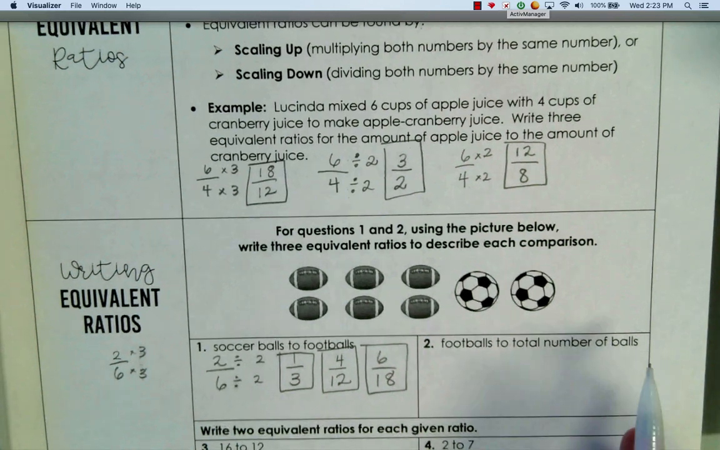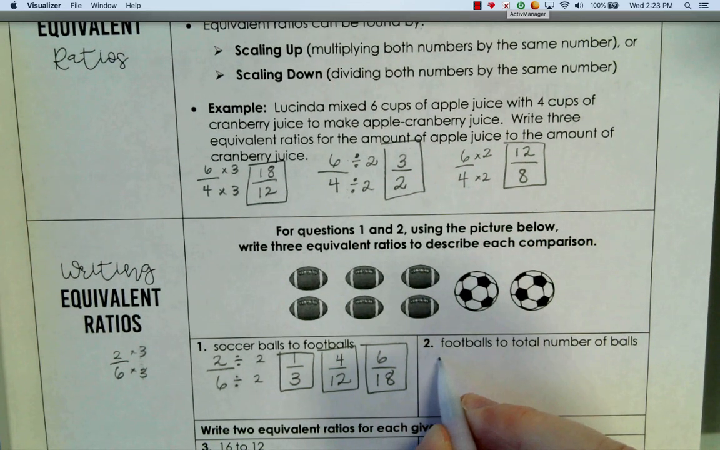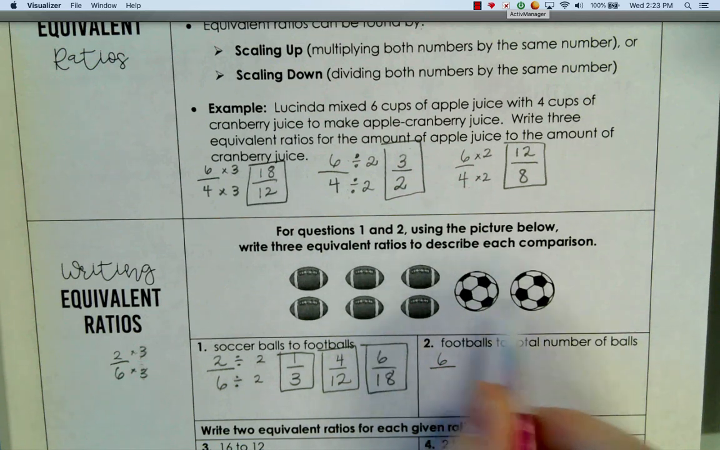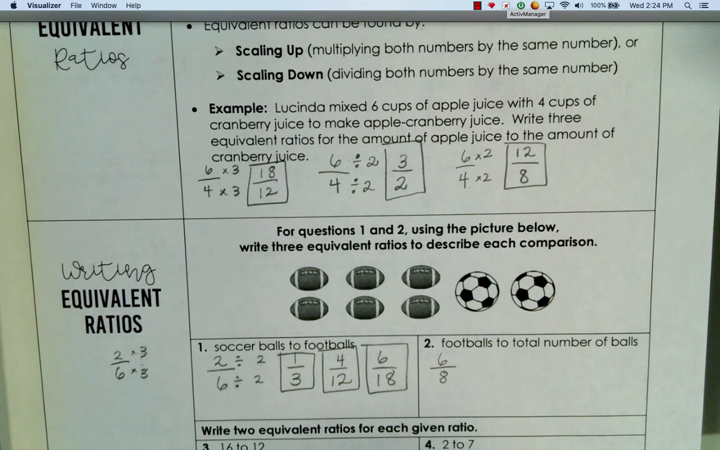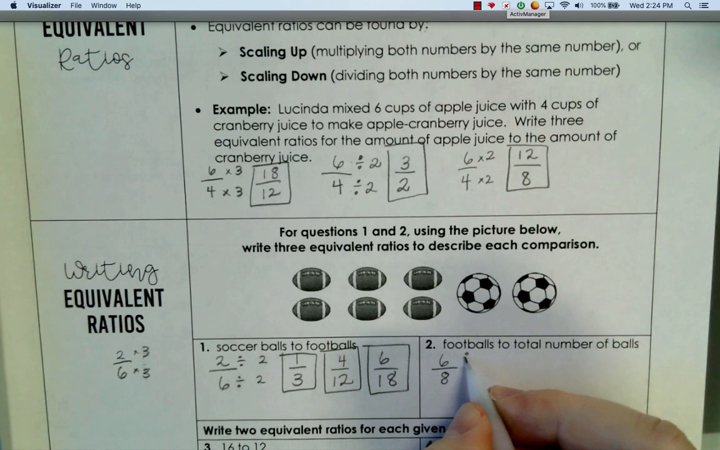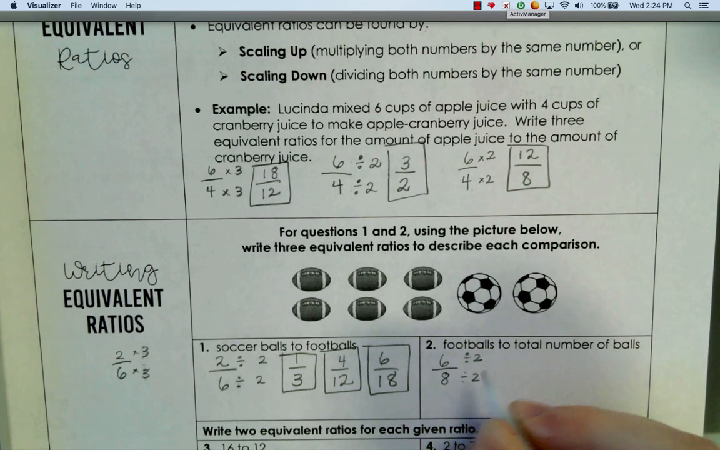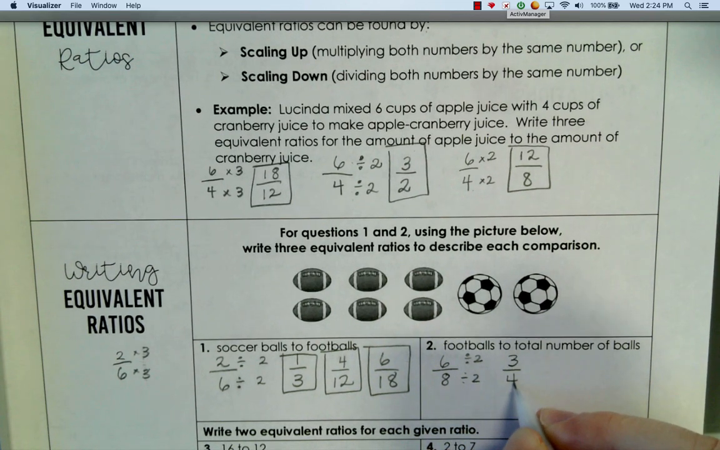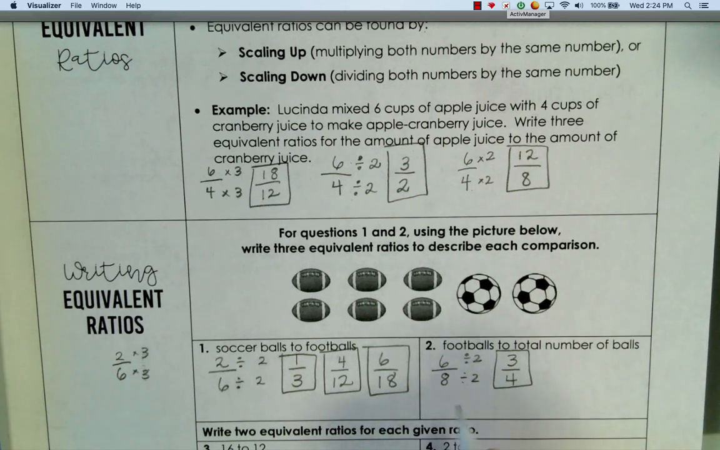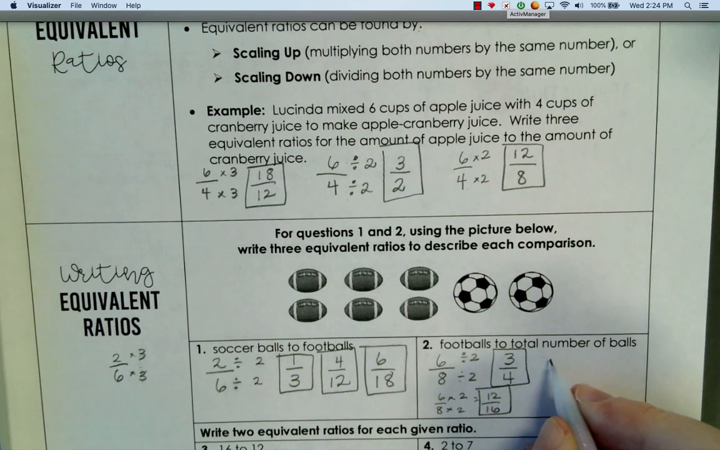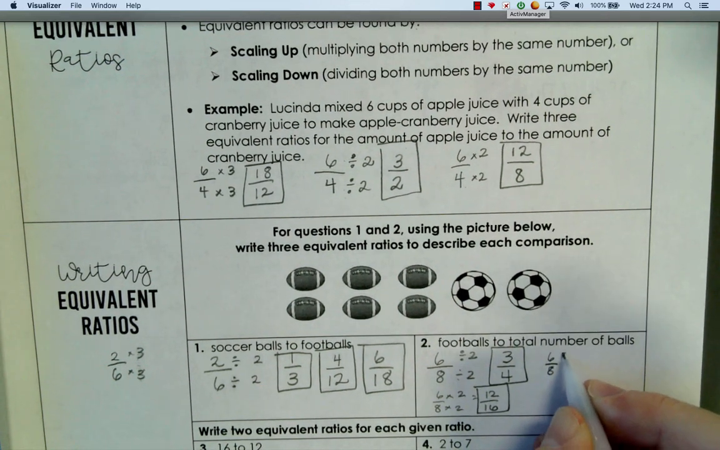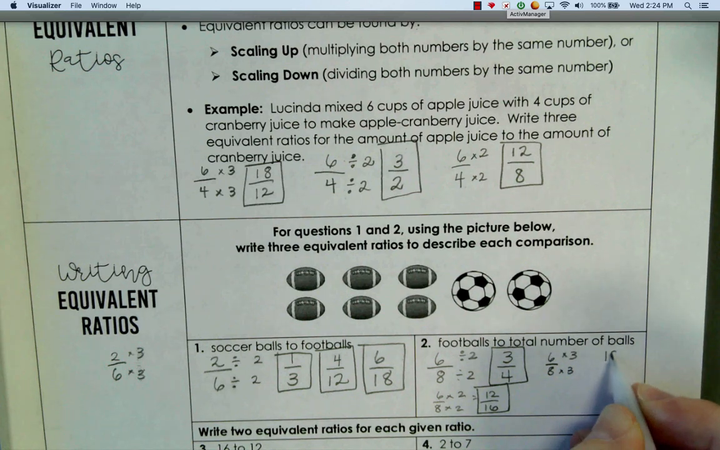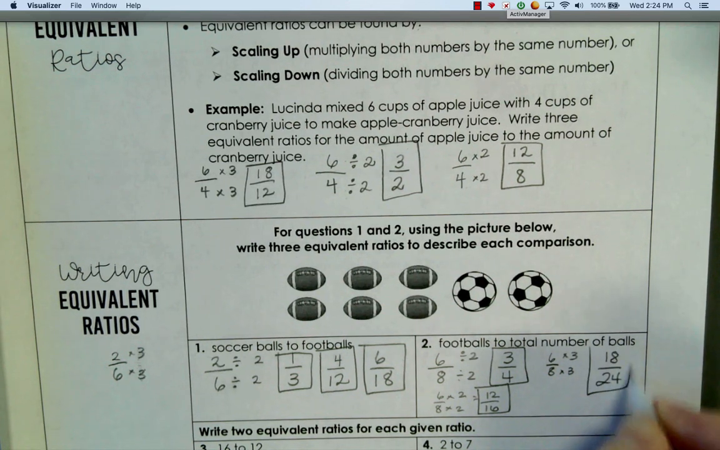Footballs to total number of balls. So footballs will be 6 to total number. So there's 6, 7, 8. Okay, so again, if we're going to simplify, divide by 2, then we get 3 to 4. So that's simplified. You can't go any lower, but we could do this times 2. You get 12 to 16. And then you can multiply by 3, and you get 18 to 24, just like that. All right?